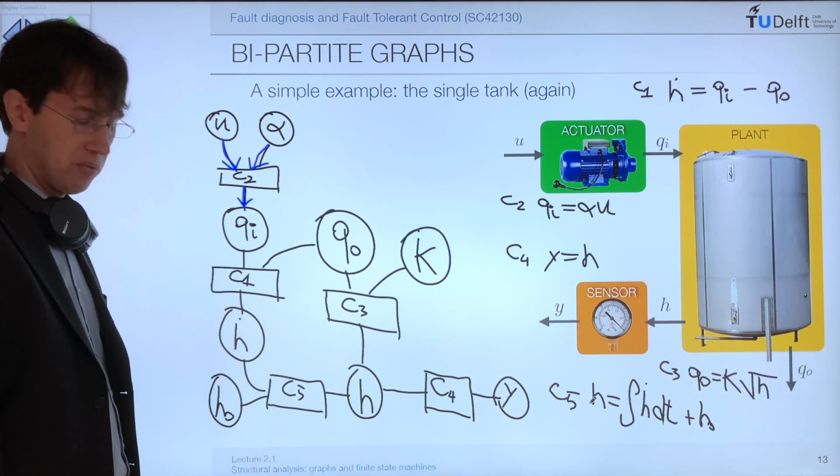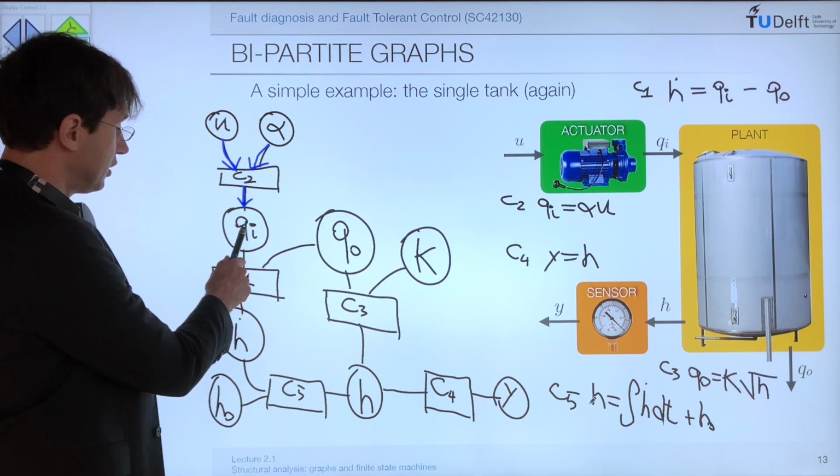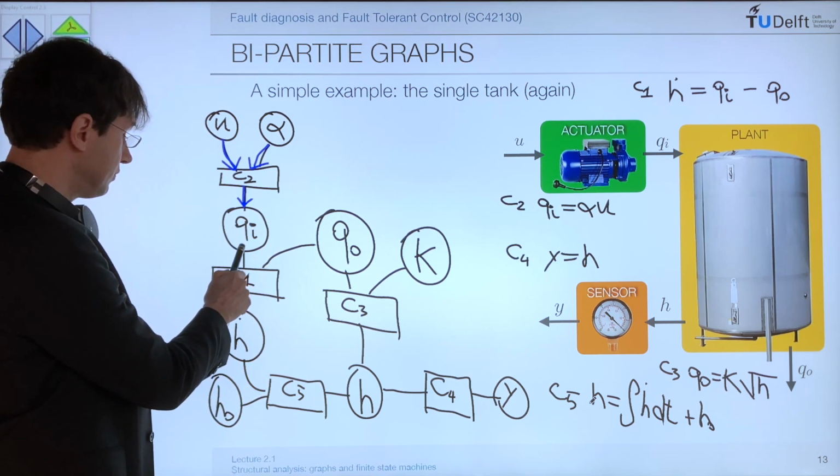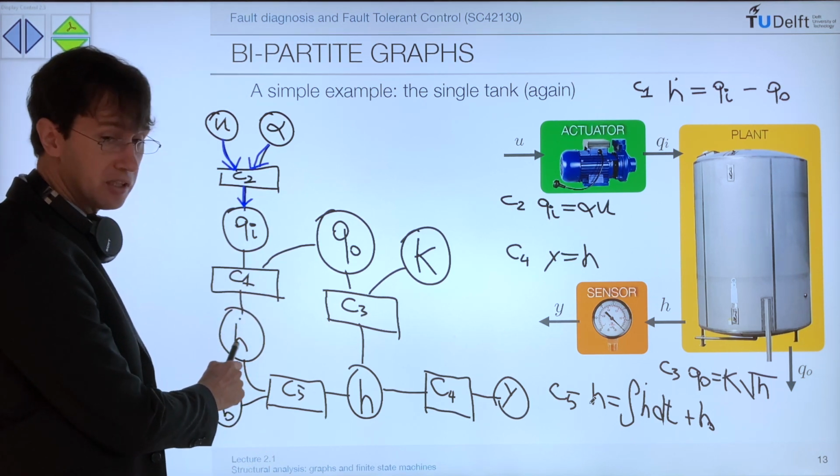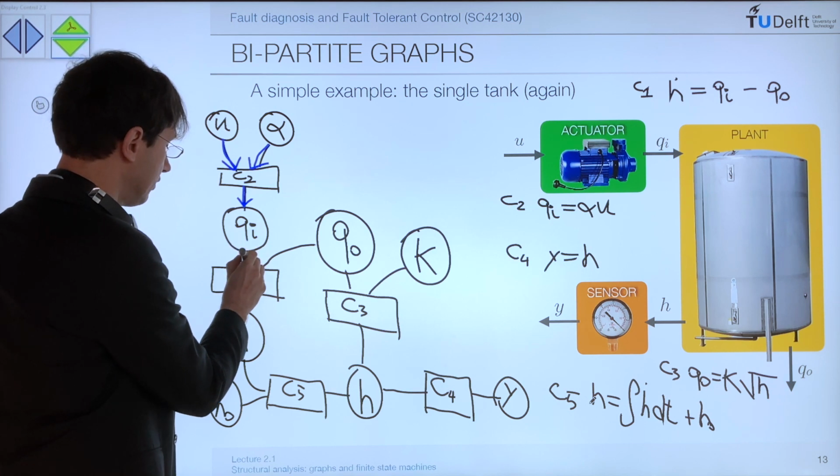But let's proceed forward then. So assuming that we computed Qi, then we may use this equation, C1, to compute the derivative of h. So let's add an orientation like this.